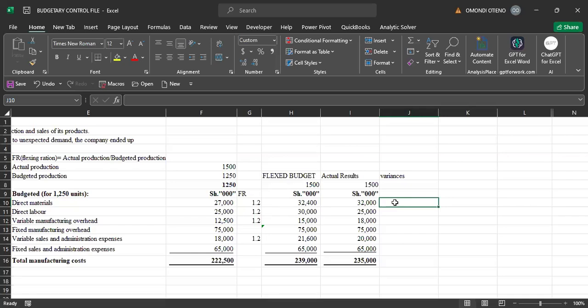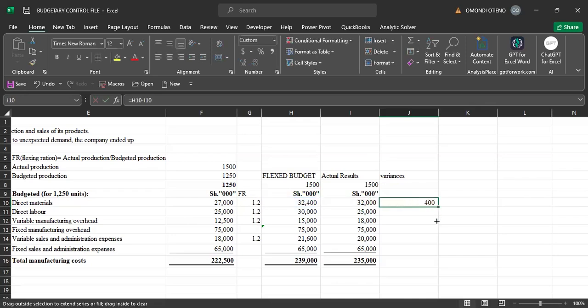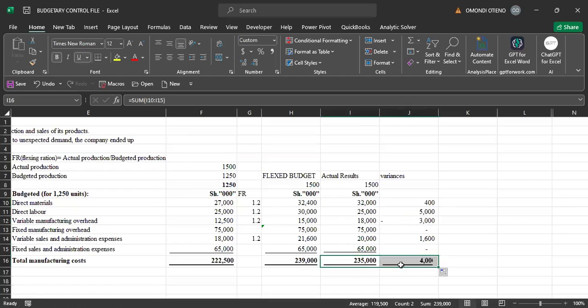So we can have it this way. If the budgeted amount is greater than actual results for the expenses, then it is favorable. We get a positive. If it is the reverse, then we'll be having adverse variance. Good. So that's the variances.